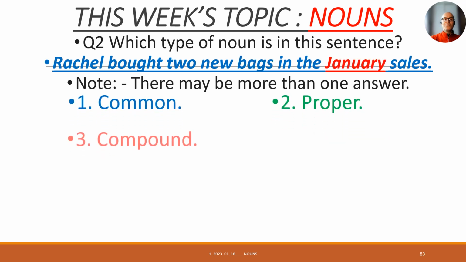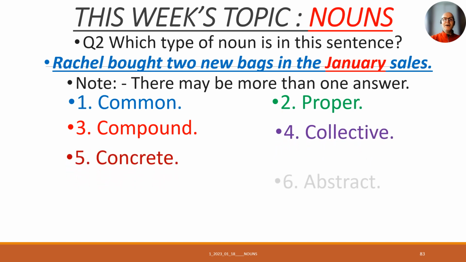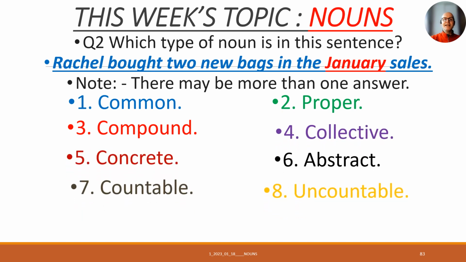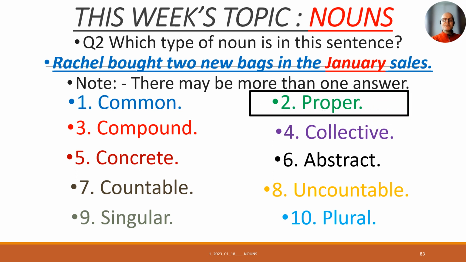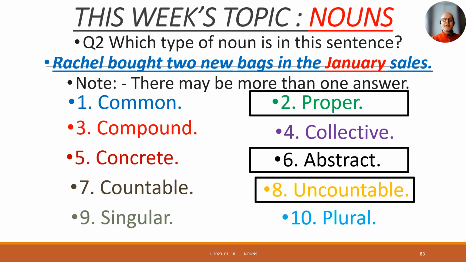Next one. Rachel bought 2 new bags in the January sales. In this sentence, which type of noun is January? January in this sentence is proper, abstract, uncountable, and singular.